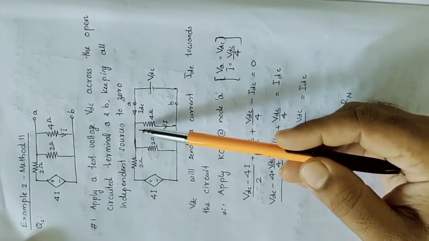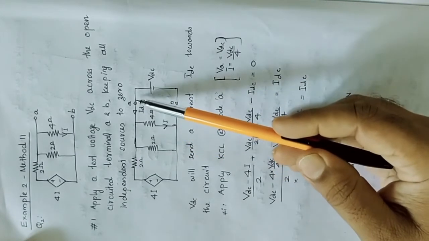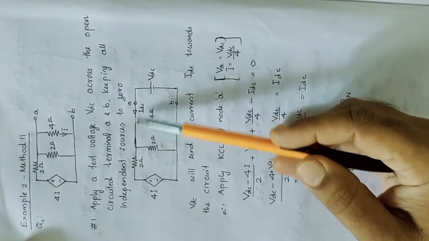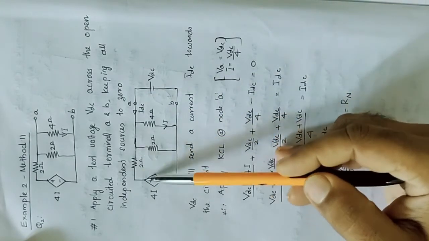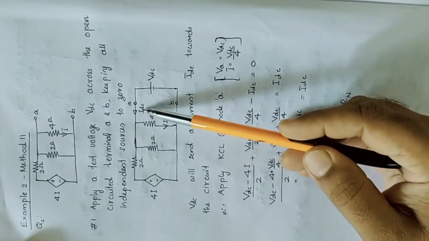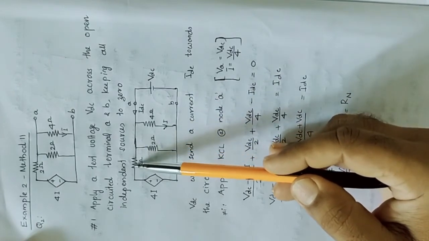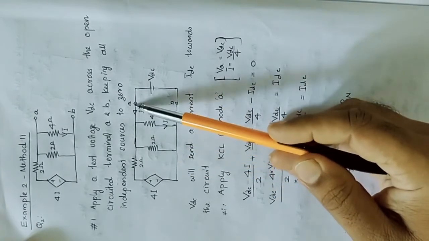Similar to the first case, we can apply KCL at node A. When applying KCL at node A, this current plus this current plus this current is equal to IDC. That expression we can obtain. So what is the current flowing through the 2 ohm resistor? That is VA, that is VDC.